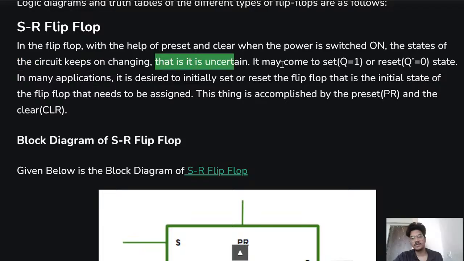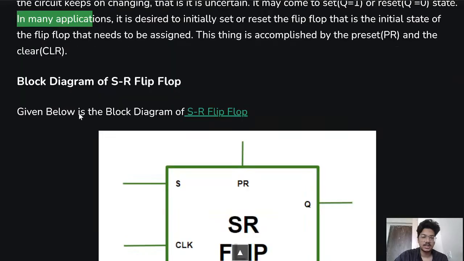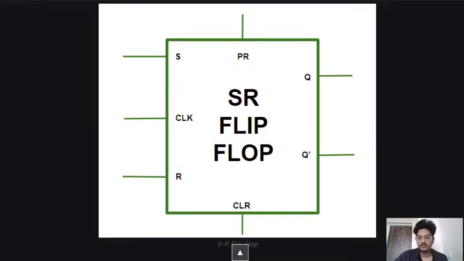Okay, here Q is equal to 1 and reset is equal to 0. In many applications, it is desired that the initial state of the flip flop be set. These things are accomplished by preset and clear. So for the SR flip flop, set and reset inputs are given, a clock signal is provided, and preset and clear inputs will be there.